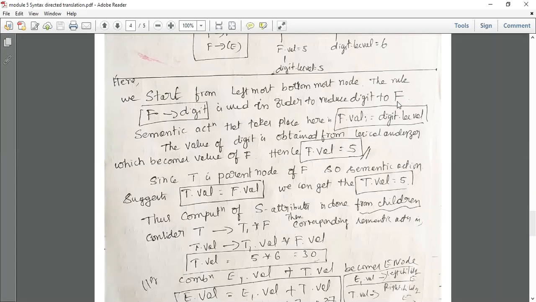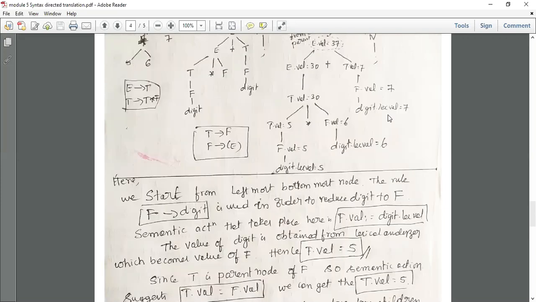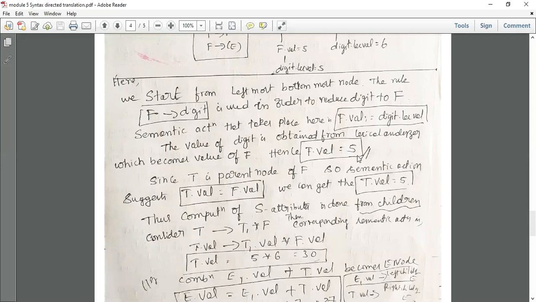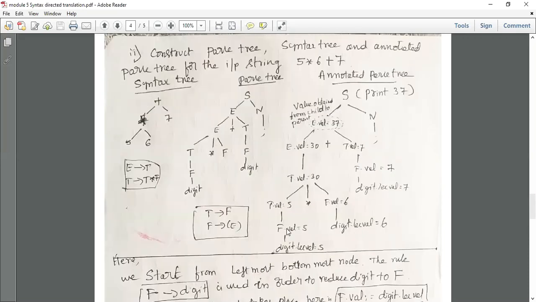We went on and did that one. Wherever this is digit dot lexval, the semantic action that takes place here will be F dot value. Immediately we need to mention digit dot lexval. That's what I've written in the boxes. You remember these boxes: F dot value equals digit dot lexval, and then the final answer is 5. Here I'm writing F dot value is 5.